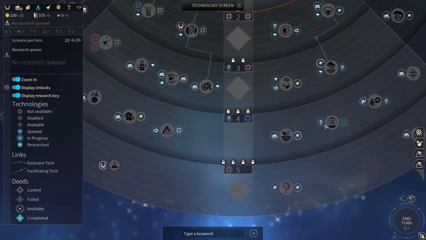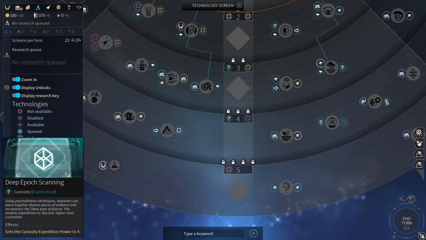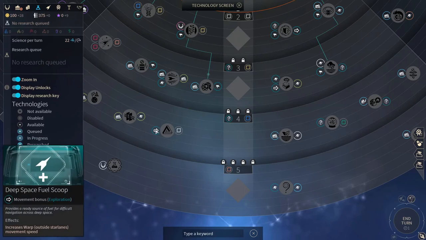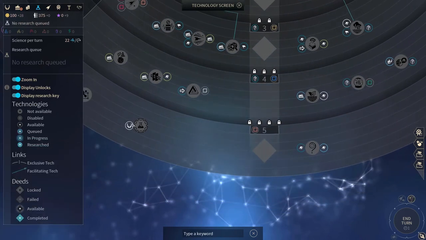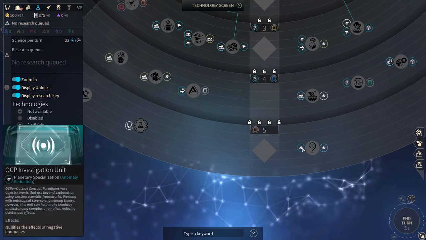In stage 4, you will want to unlock maybe ultra IR astronomy for discovery of more planets, potentially the deep epoch scanning for expediting on curiosities of level 4, and the deep space fuel scoop if you have to use warps, so outside star lanes, to, for example, go to your enemy and fight them. In the latest stage, you will always want to look at the genius of the endless improvement to get basically a science victory, and also the OCP investigation unit to nullify the effect of negative anomalies. This is if you want to make your existing systems better and remove their negative effects from anomaly.